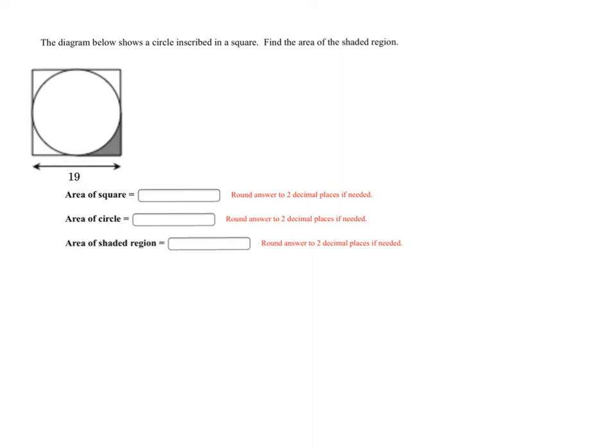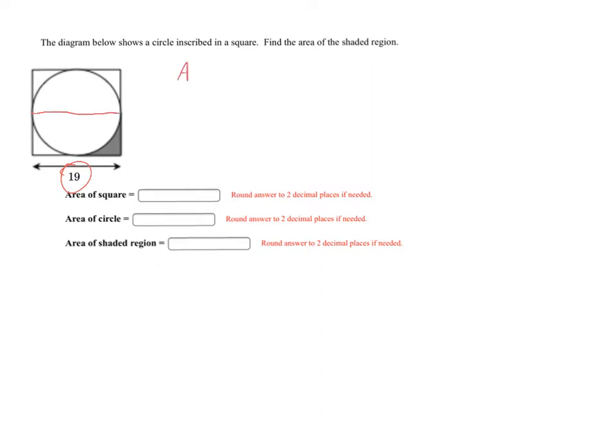Here's what you need to do to understand this question. First of all, you have a square, and you also have a circle, and the shaded region only makes up 1/4 of the pieces that we're going to look at. So first of all, you have to understand this distance right here is 19. That's the diameter of the circle, and it's also the side length of the square.